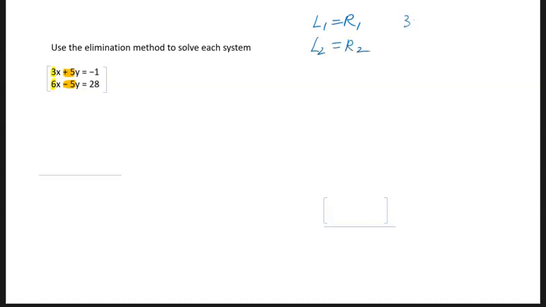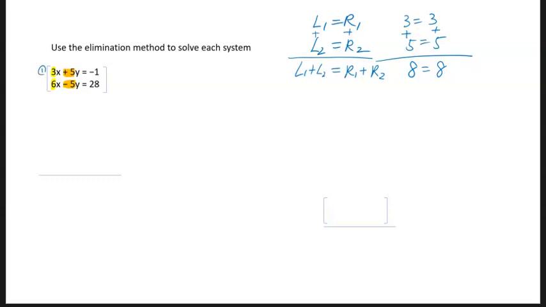If we have 3 pounds equals 3 pounds, and 5 pounds equals 5 pounds, we can add both sides to get 3 plus 5 is 8, and 3 plus 5 is 8, and they're still equal to each other. So if we have two equations, we can add the left-hand side and left-hand side, and it's going to equal right-hand side plus right-hand side. It's exactly the case we have here. We have the first equation and the second equation, and we can add the left-hand sides and the right-hand sides.